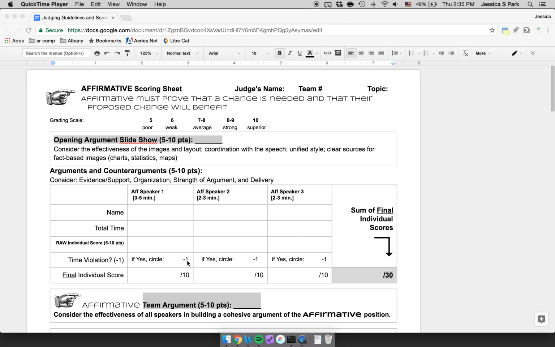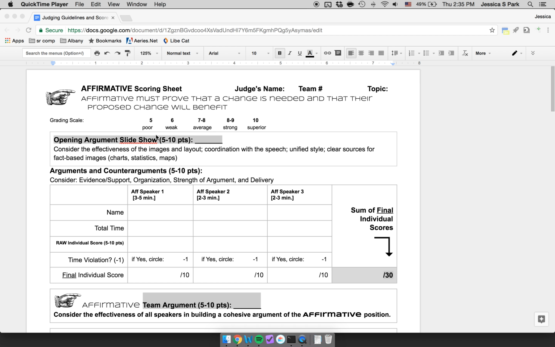The timekeeper will call time at 5 minutes. You are allowed to finish your sentence. If at the end of that sentence you are not done with your speech, they will give you a 1-point violation, and so they'll subtract a point from this raw score based on your delivery and content, and then they'll give you a final score for speaker one.